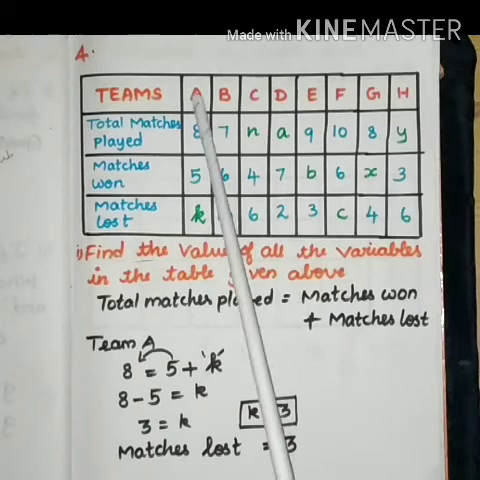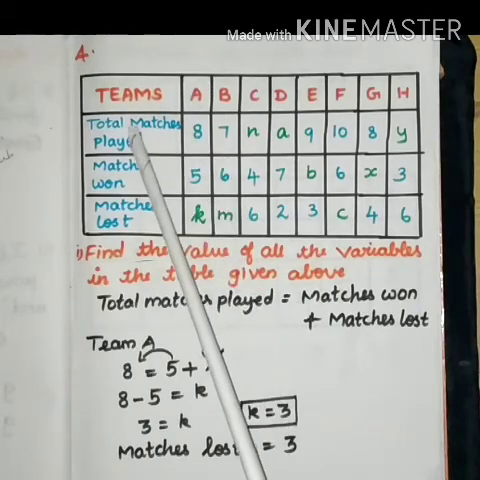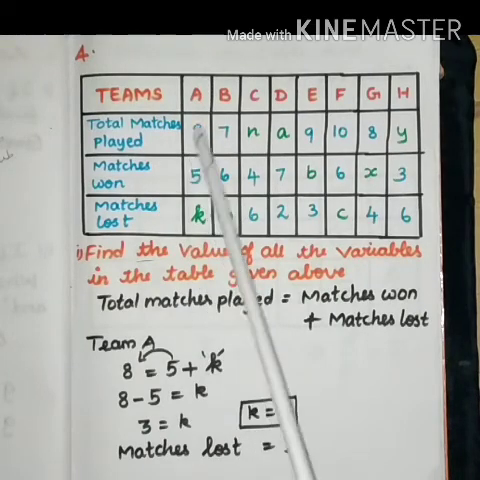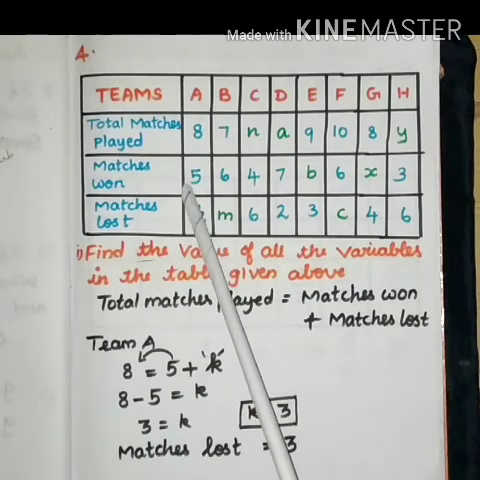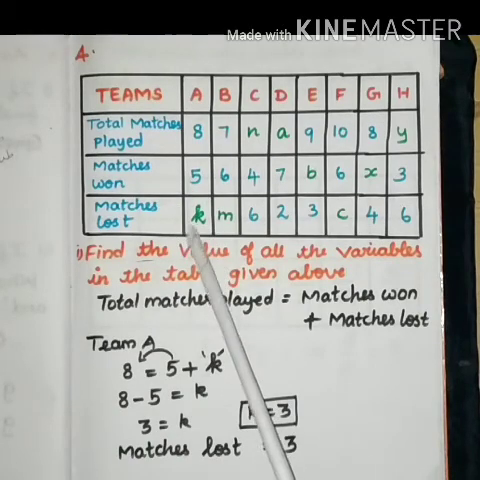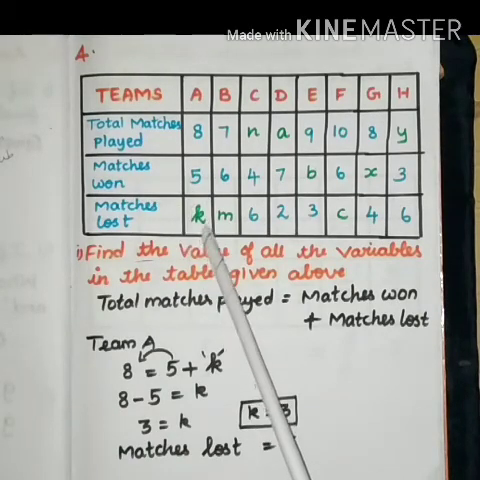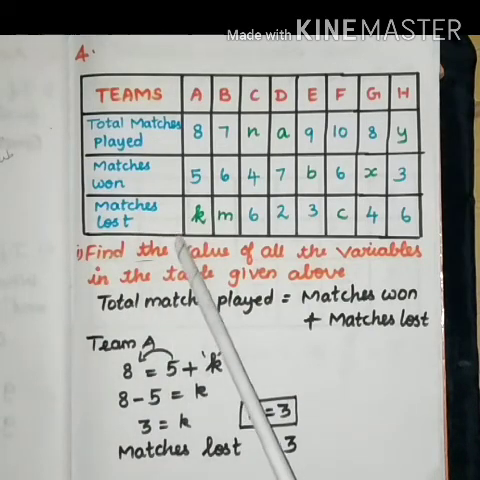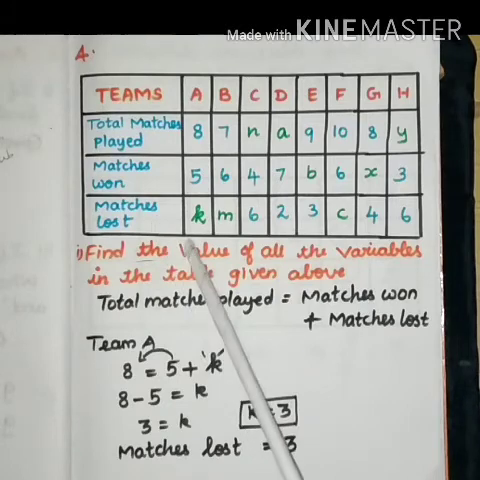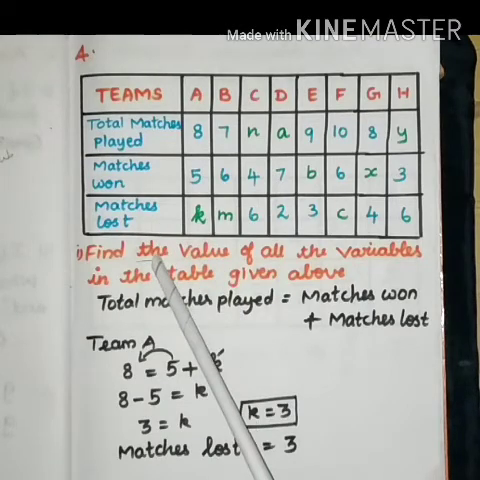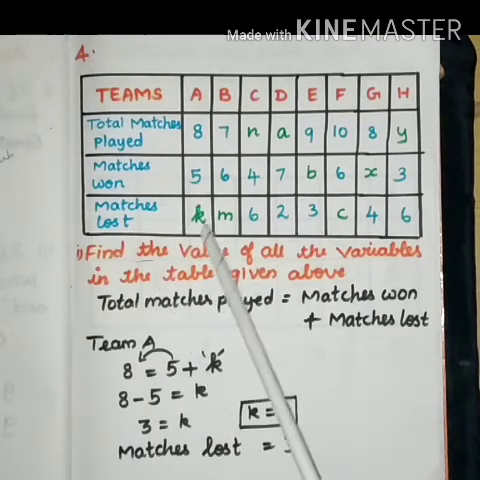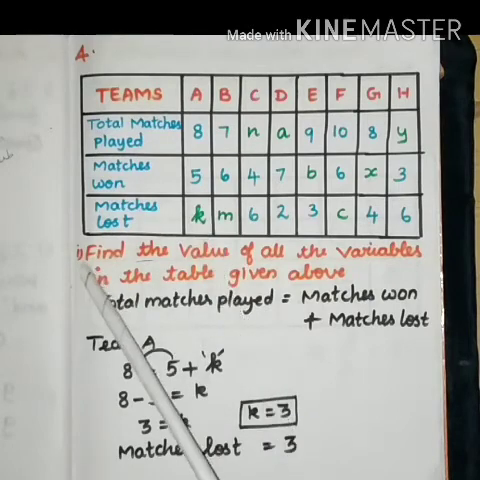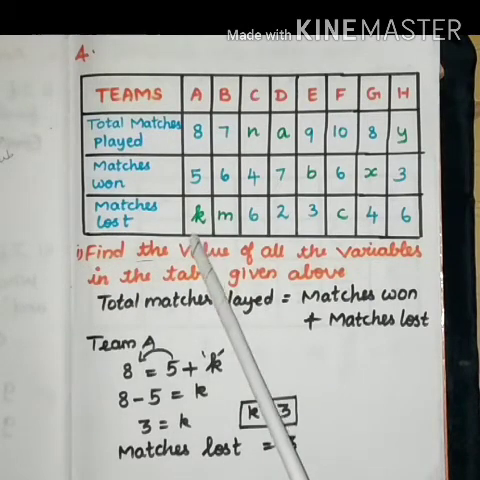First let's see the team A. Number of total matches played is 8. Number of matches won is 5. Number of matches lost is K. The K is an unknown value. We don't know how many matches the team A has lost. To find that unknown value, they assume the variable as K. You have to find the value of K.